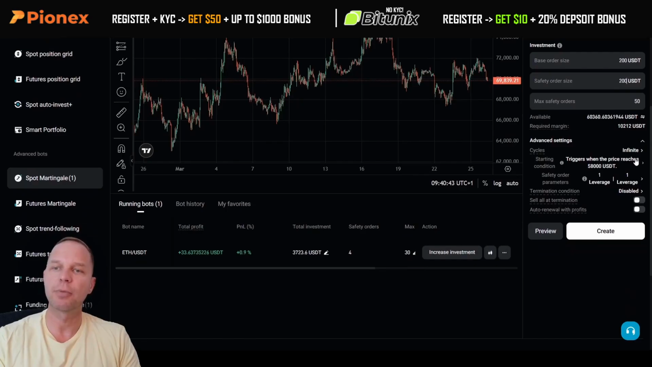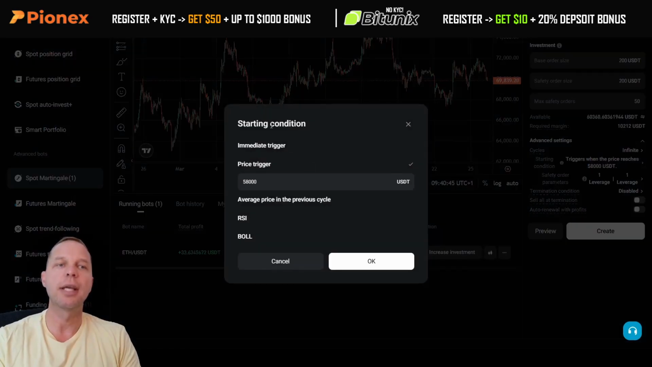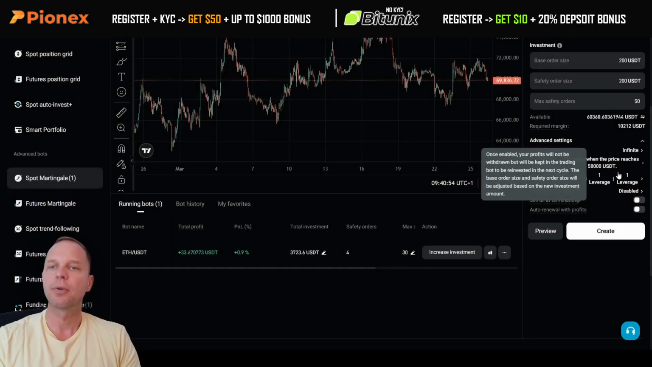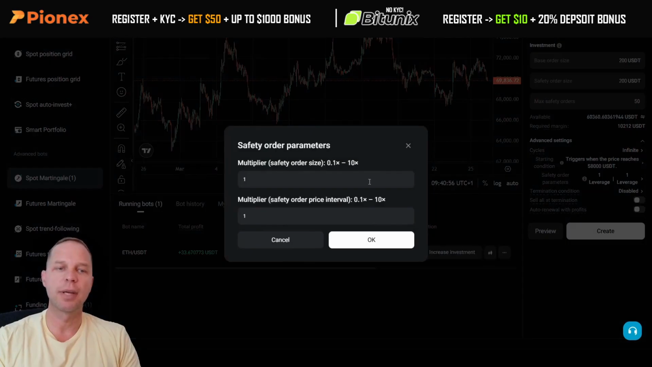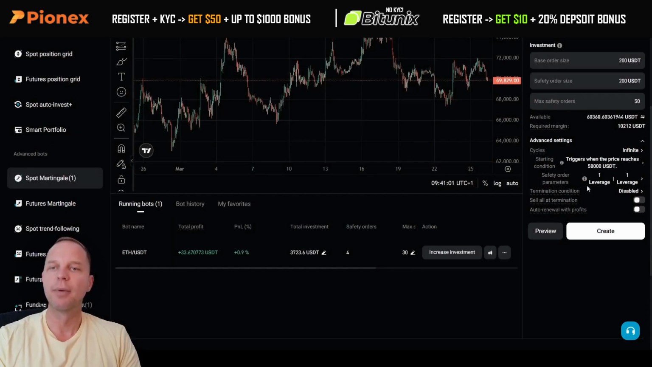After that, I have the option here under starting condition to select the price trigger. And now I have included the $58,000, click OK. And for the safety order parameters, I also leave the multiplier at 1. And this is how it would look now.